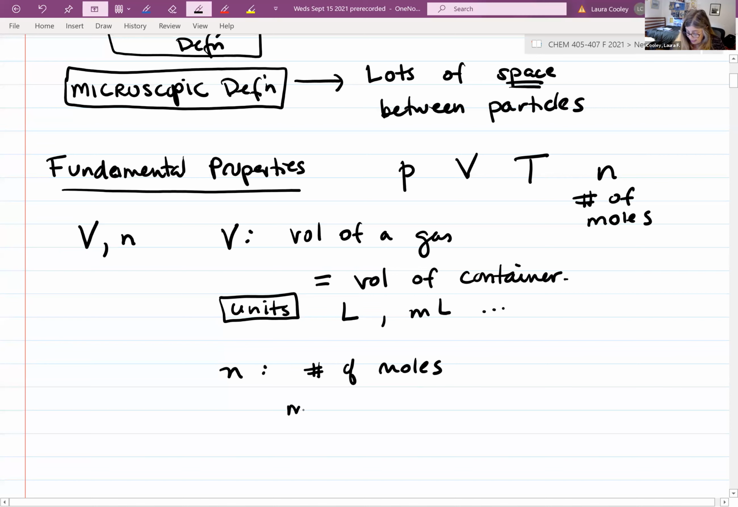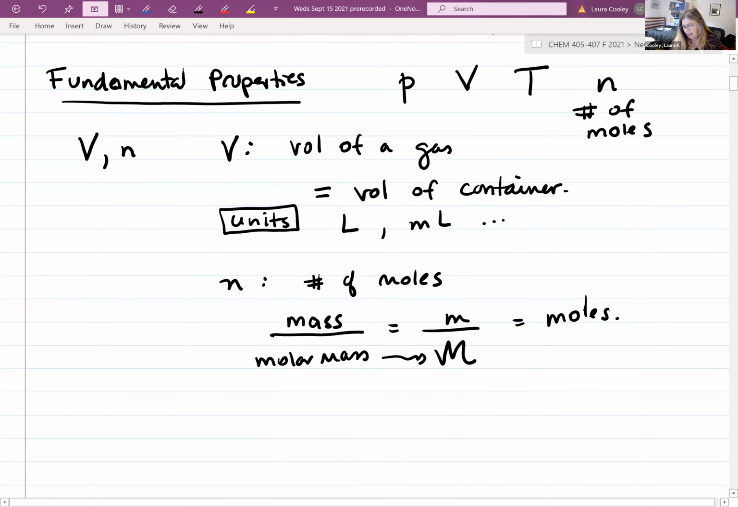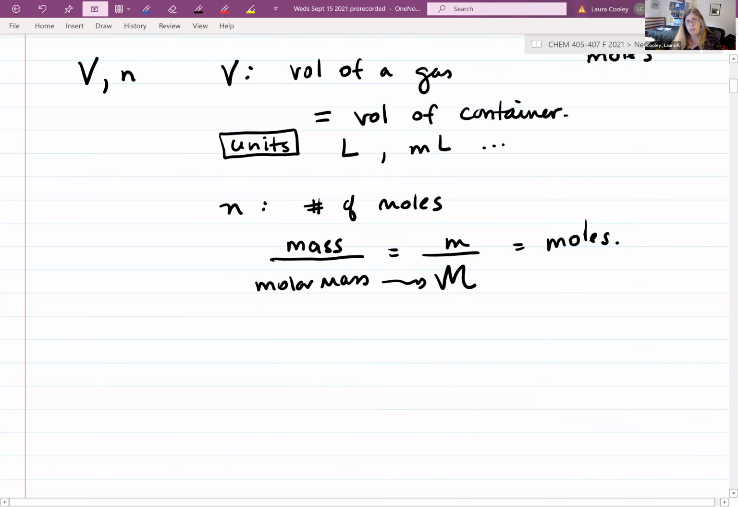If you take the mass of a gas and divide it by the molar mass, M over, I use this fancy M for the molar mass here, that gives you the moles. So if you know what gas you're talking about and you are able to get a mass for that gas, you simply divide the mass by the molar mass and you'll get the number of moles. So we're really done with volume and moles, the easiest of these fundamental properties. And now we're up to pressure. Pressure is a little bit harder.